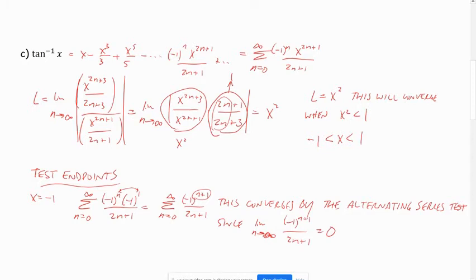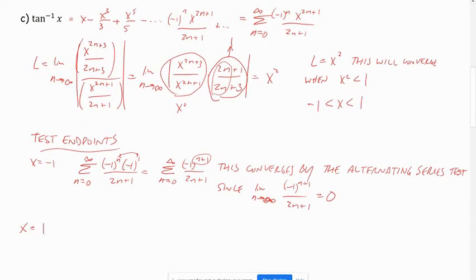So now if we look at the other endpoint, when x equals 1, we get -1 to the n, and then 1 to an odd power is just going to be 1. And so this again is an alternating series. And it converges by the alternating series test.